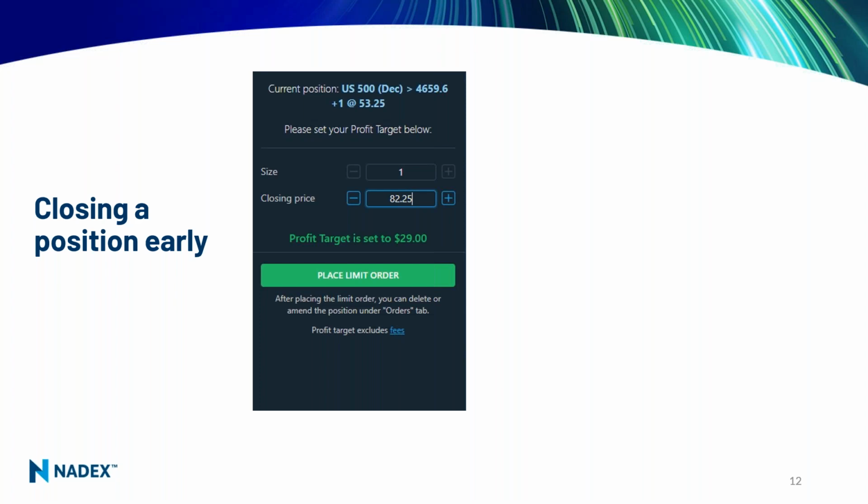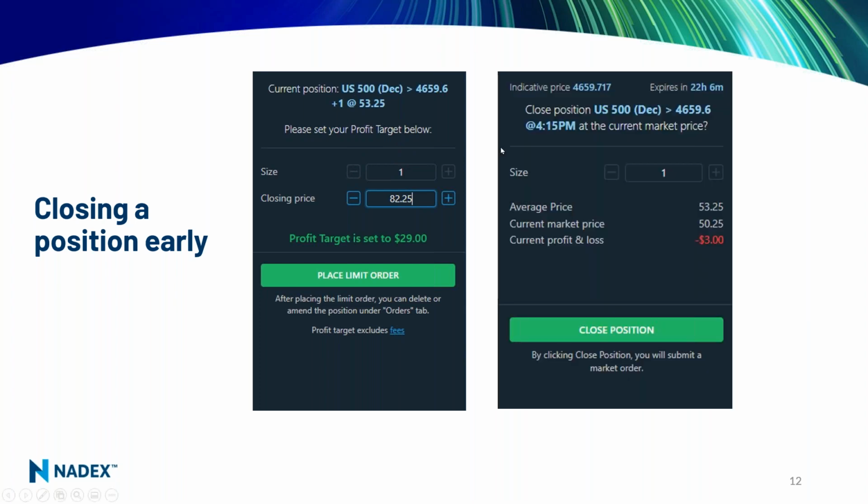And if you sold one, you would want to buy it back lower. You can place a limit order lower, but we do have this set profit target function. I will show you that on the platform, where you can set your profit target when trying to exit the position.